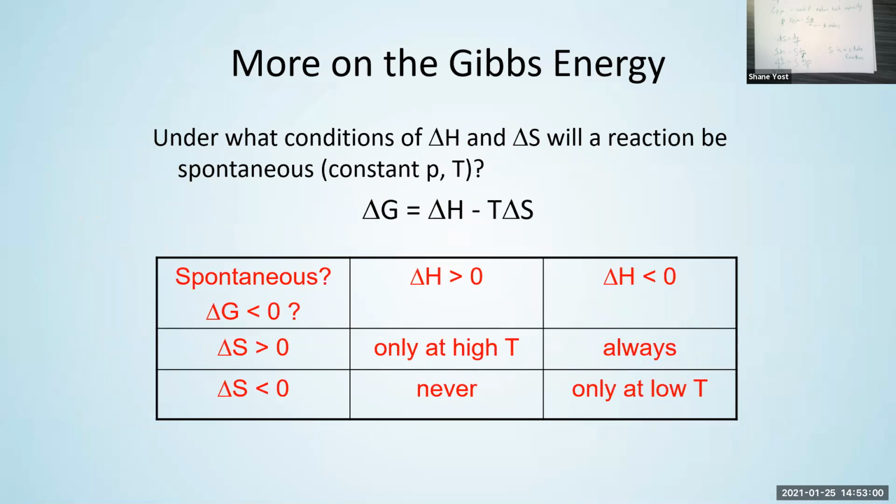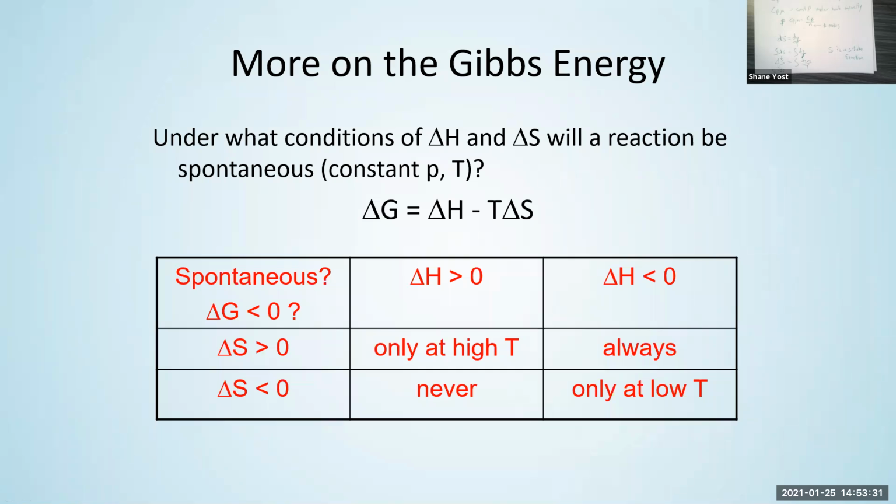So the question we can ask is, given the signs of the values, whether they're positive or negative, at what temperatures will my reaction be spontaneous? Well, if I have some reaction that has a positive change in entropy and a negative change in enthalpy, that will always be spontaneous. And that's always spontaneous because entropy wants to increase and enthalpy wants to decrease for a spontaneous process.